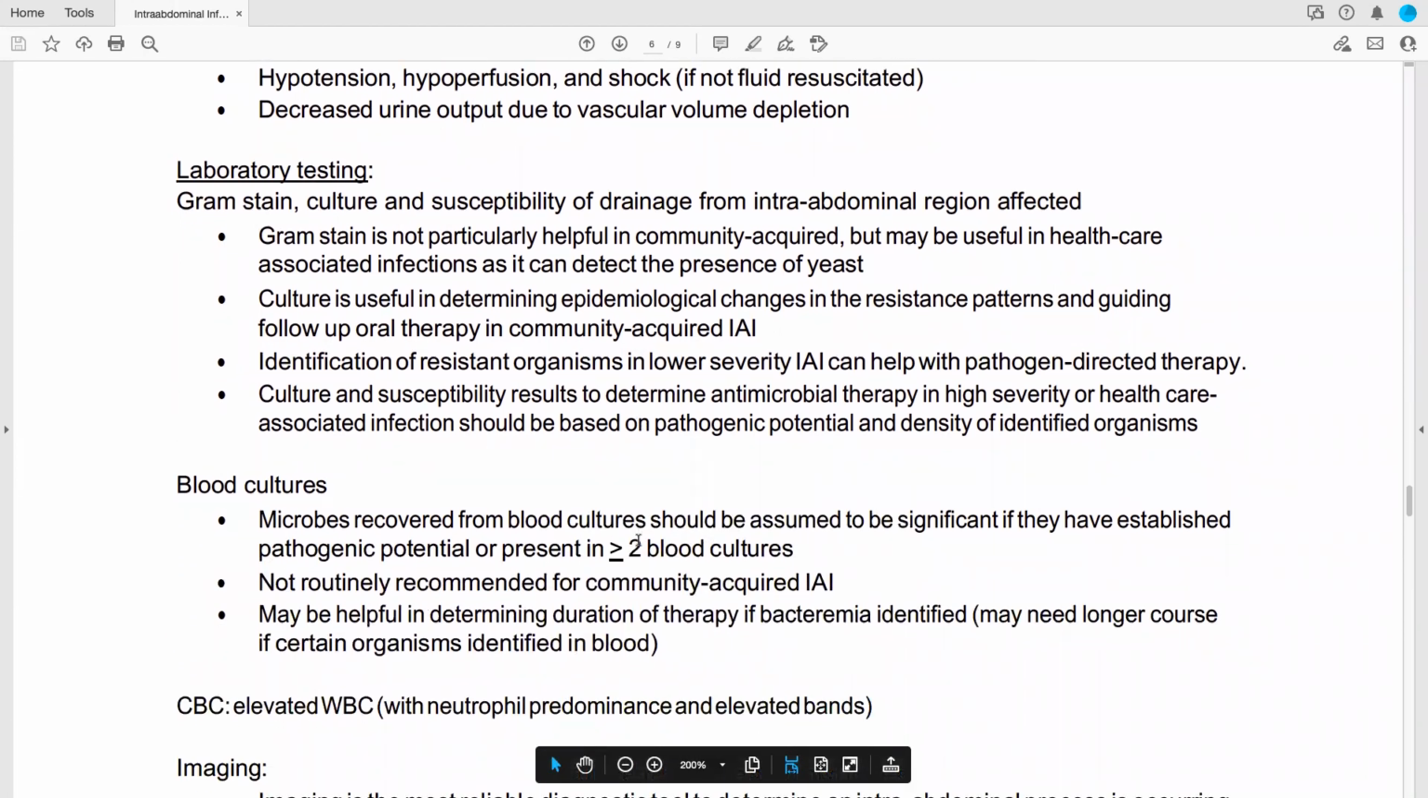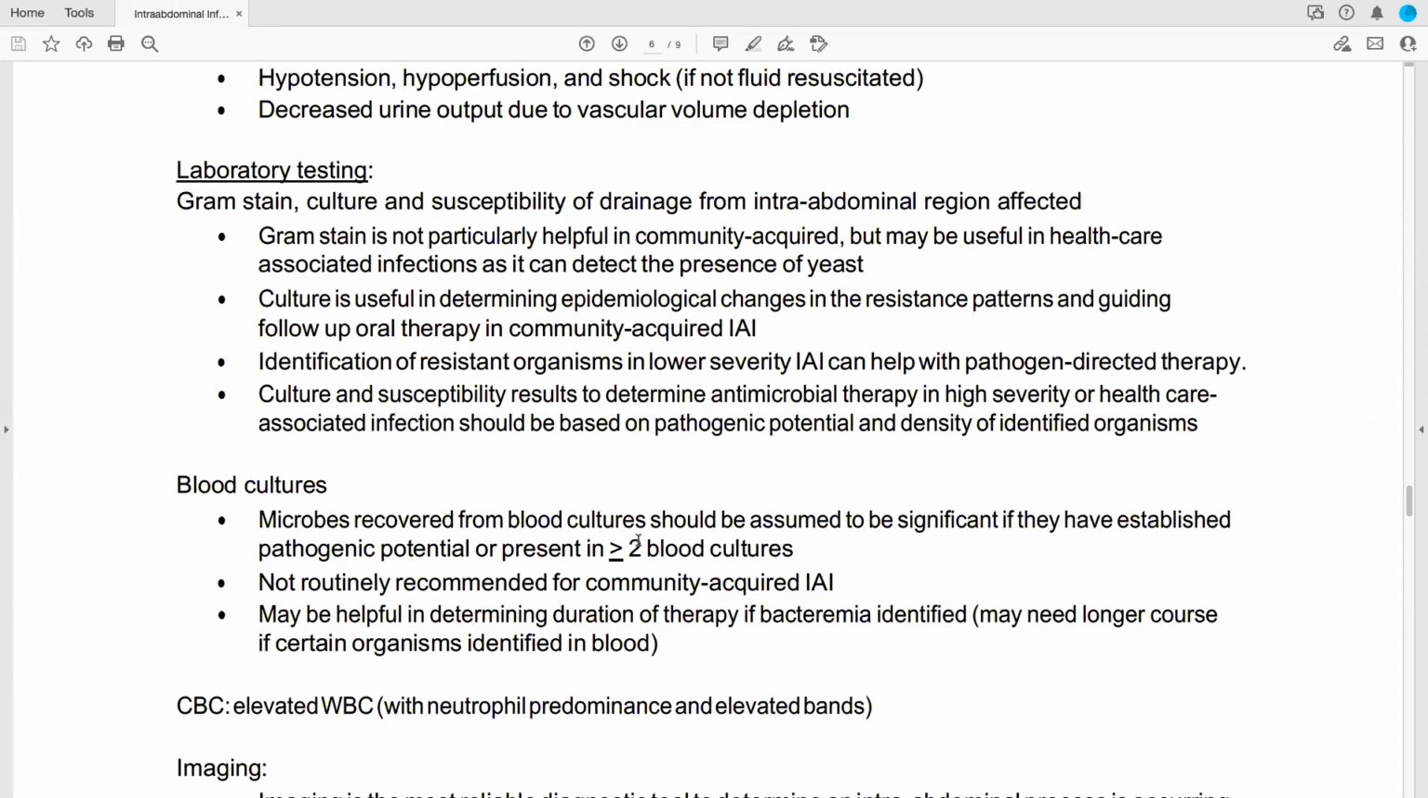So for laboratory testing, gram stains, cultures, and susceptibility of drainage of the affected region. The gram stain is typically not helpful in community acquired infections, but it may be helpful in healthcare associated infections, because then you can determine whether yeast is present. You can sometimes have fungal infections that occur in that abdominal space. So a gram stain may be helpful there, but in community acquired, we are not typically worried about those pathogens, so it may not necessarily be very helpful.